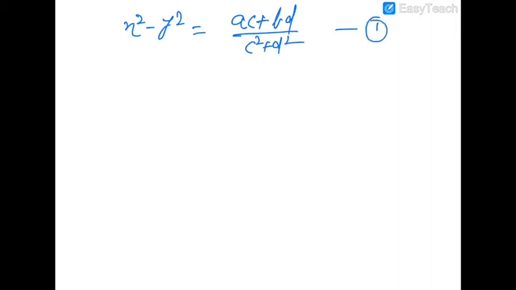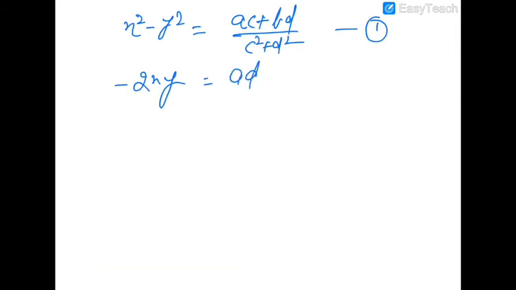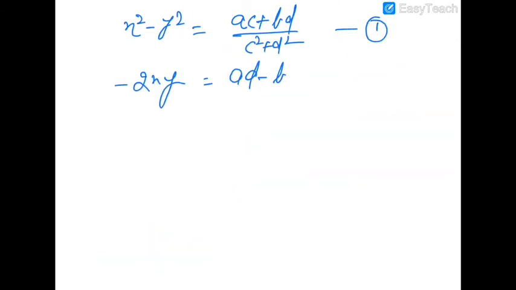This we can take as equation number 1. Second, minus 2xy is equal to, we'll be writing from here, (ad minus bc) upon (c square plus d square). This is equation number 2.